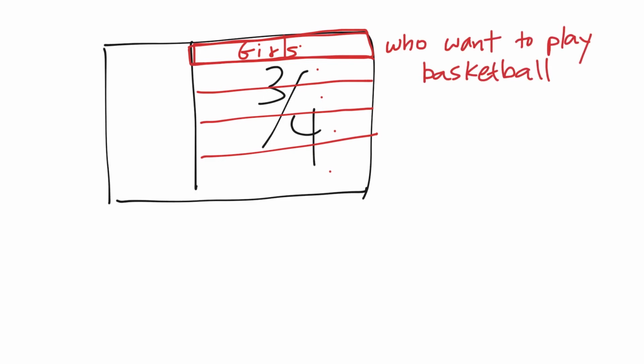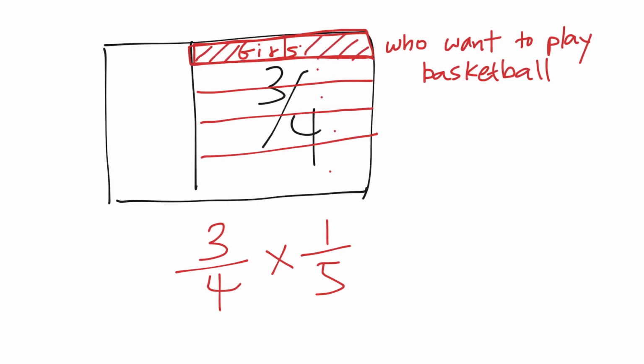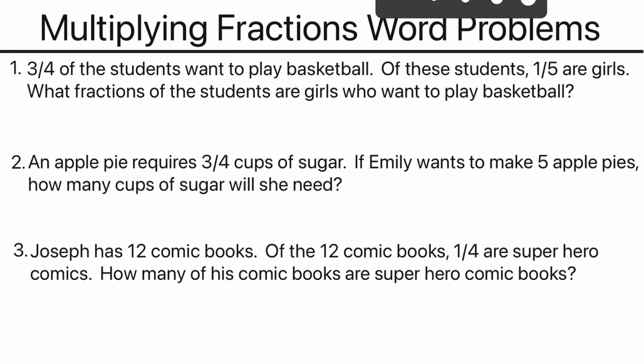Okay, so now at first we have 3/4 of a student, and we have 1/5 of a girl who wants to play basketball. So out of the 3/4, we are multiplying by 1/5 to find out what fraction this is. So this will be the setup that we're gonna use in this word problem. So 3/4 times 1/5. So going back to the word problem, 3/4 times 1/5.